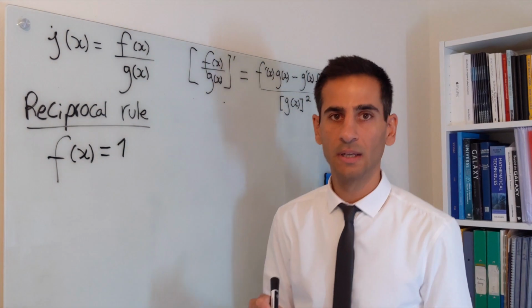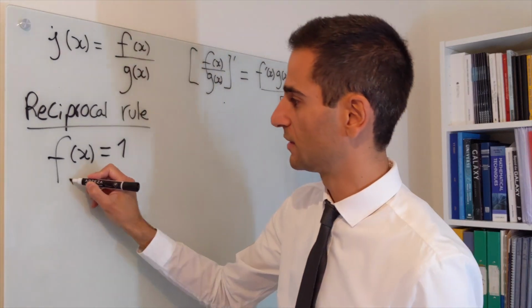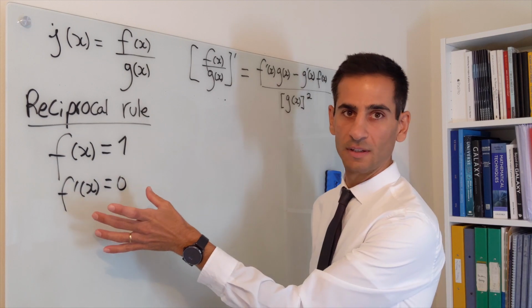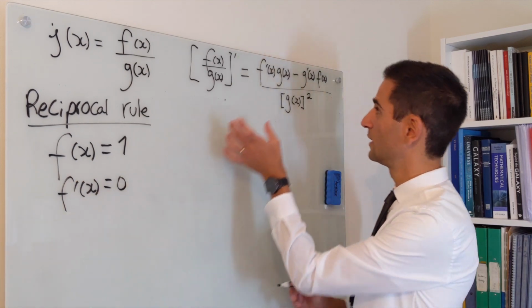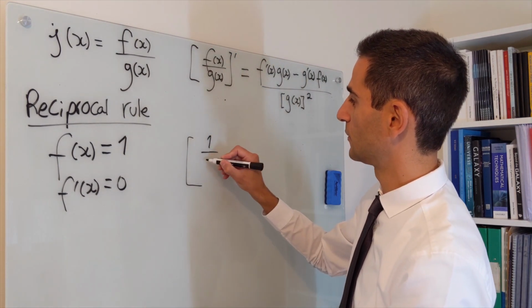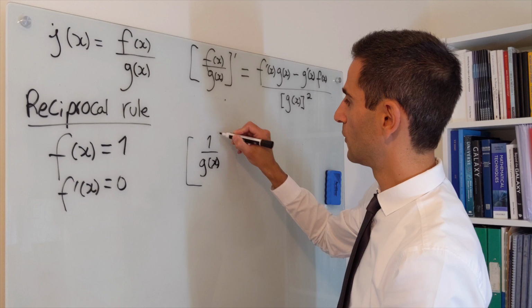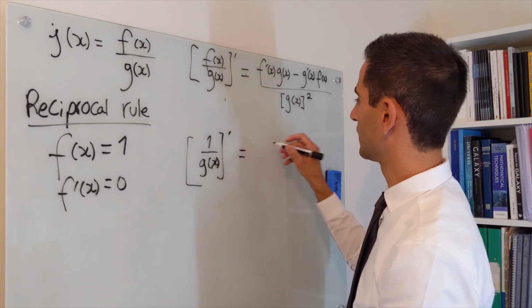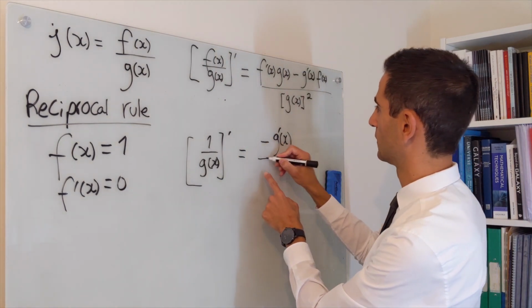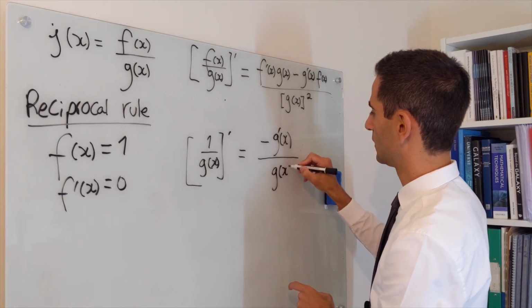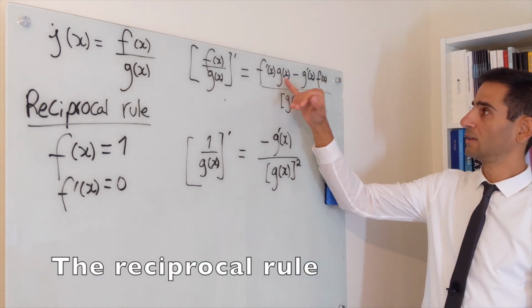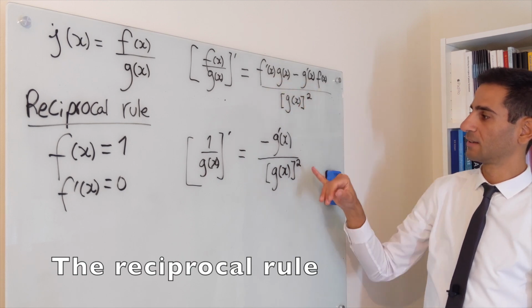equals 1. When f of x equals 1, obviously the derivative of f of x equals 0. Because the derivative of f of x is 0, this term disappears, and therefore we can write that the derivative of 1 over g of x is simply given by minus the derivative of g of x over g of x squared. That is because f of x is 1, this term disappears, we still get the minus, and to the power of 2.